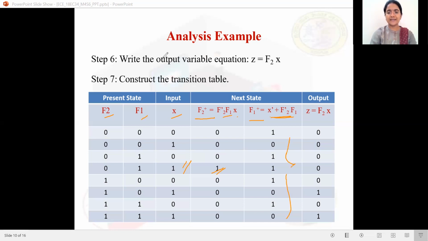By having that method also, we can easily come to know what the outputs are. Next, f2 x. Here we are having all three variables, so we can easily find out the minterm. Here one term is missing, that is f1. So f2 f1 bar x and f2 f1 x, that is minterms 5 and 7. In this way, we have to construct the transition table. The transition table contains the present state and next state outputs, which we are mentioning in the form of binary values.